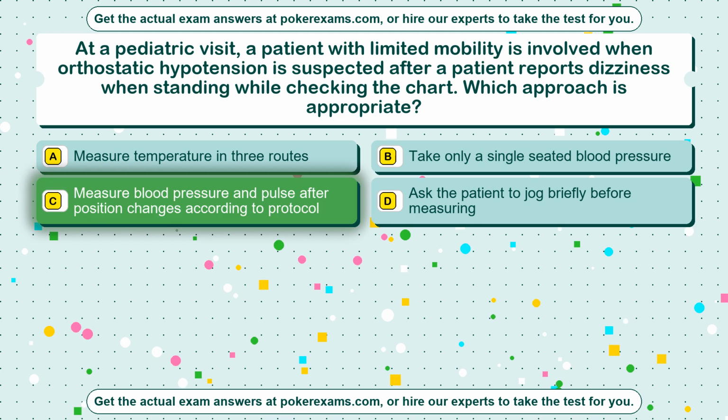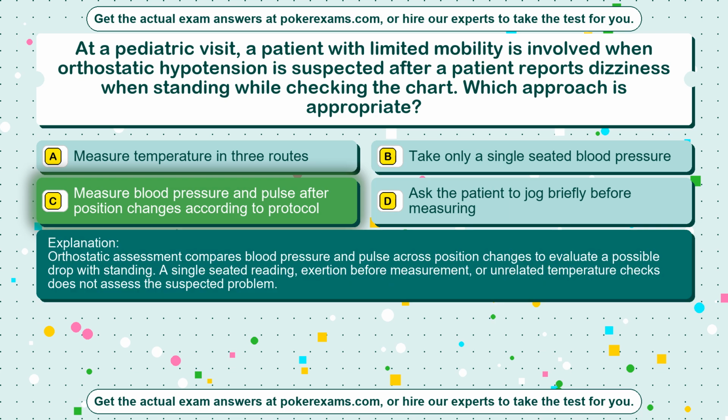The correct answer is option C. Measure blood pressure and pulse after position changes according to protocol. Orthostatic assessment compares blood pressure and pulse across position changes to evaluate a possible drop with standing. A single seated reading, exertion before measurement, or unrelated temperature checks does not assess the suspected problem.